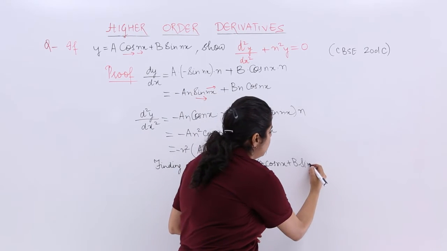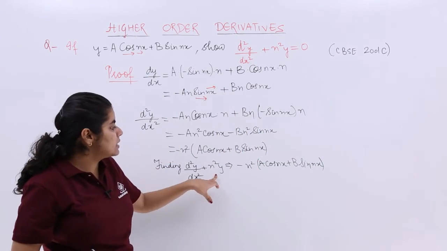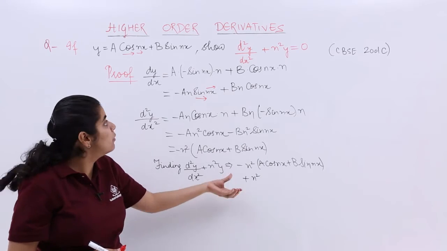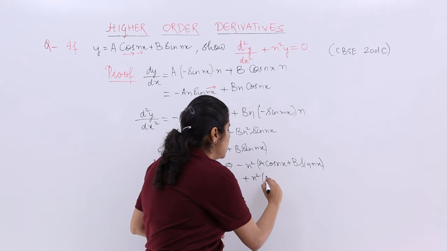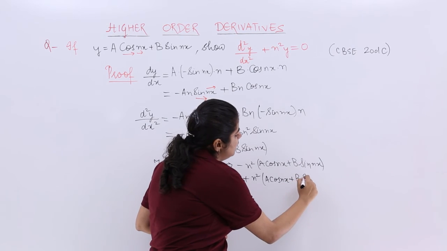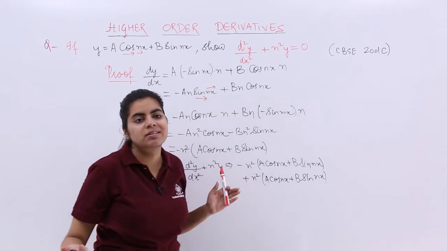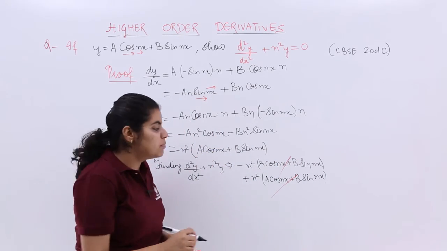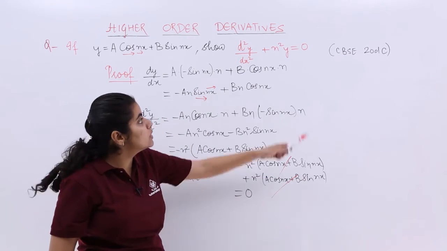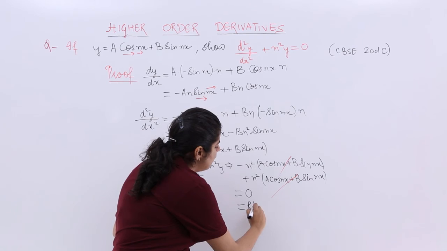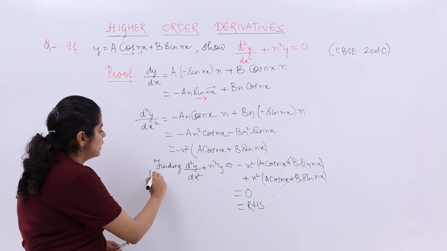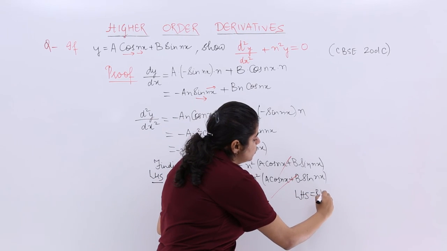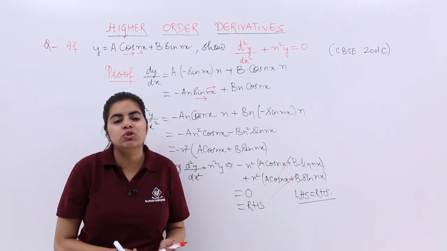Let's see what has to be done next. Then it is plus n square y. So it is plus n square multiplied by y. Multiplied by y is what? A cos nx plus b sin nx. Now you know what to do next. This is the same thing in minus, this is the same thing in plus. These both basically cancel. Plus minus makes it cancel, so it becomes 0. And what was 0? The right hand side. So we started with the left hand side of the question. We obtained the right hand side. That means LHS is equal to RHS, and hence we have proved the solution to this question.